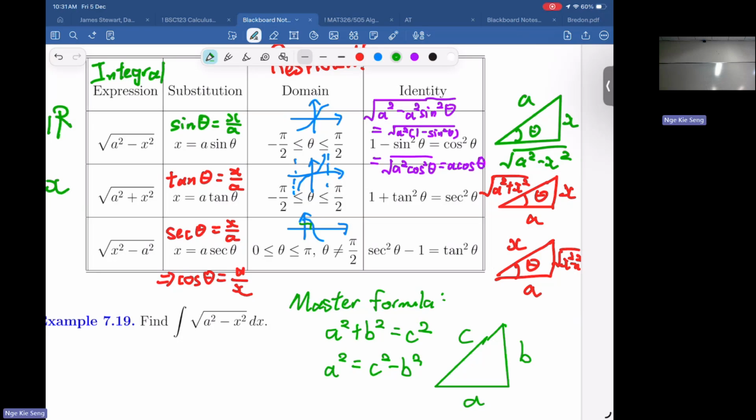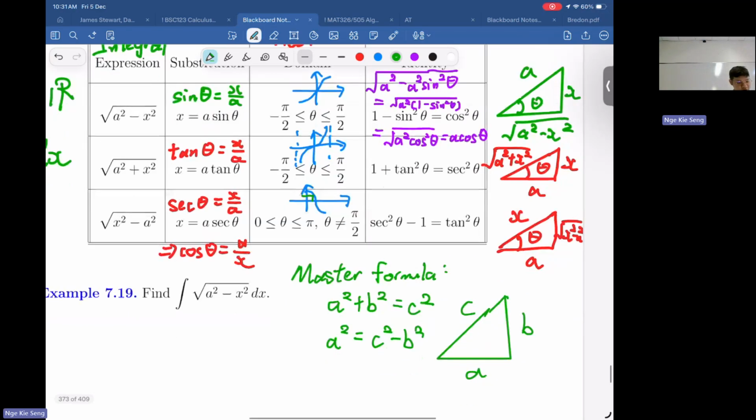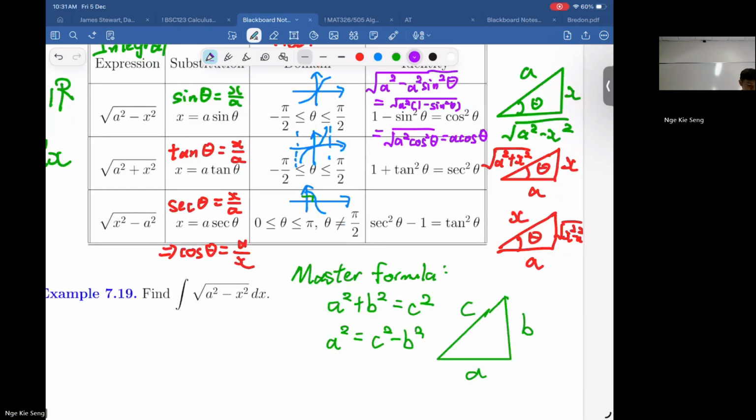Then after that, this master identity comes from sine squared theta plus cos squared theta equals 1. So there's a second master formula here: sine squared theta plus cos squared theta equals 1. Actually, this second master formula also comes from the Pythagoras theorem, did you realize? When c equals 1, it comes from this. So everything just comes from the Pythagoras theorem.